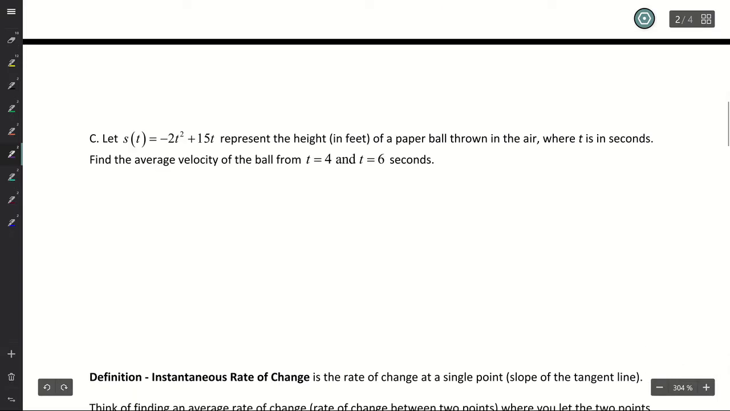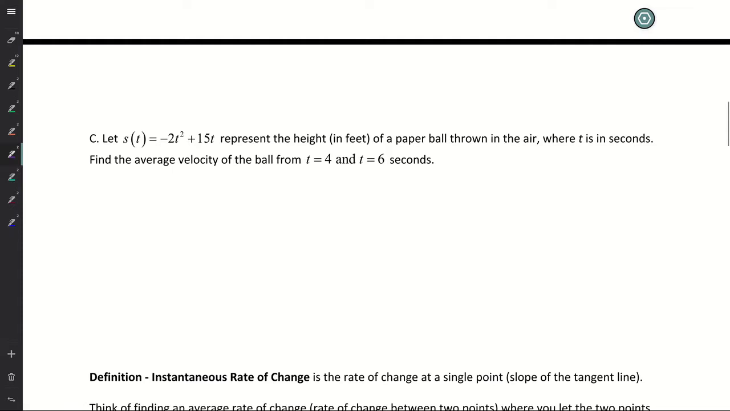All right, part C, I wanted to look at more of an application type problem. This one says, let S of t equal negative 2t squared plus 15t represent the height in feet of a paper ball thrown in the air, where t is in seconds. Find the average velocity of the ball from t equals 4 to t equals 6 seconds.